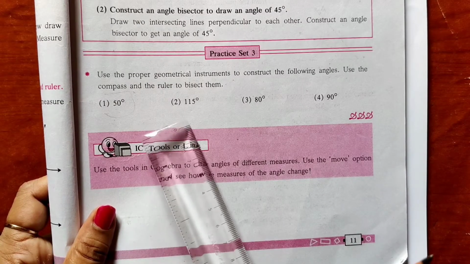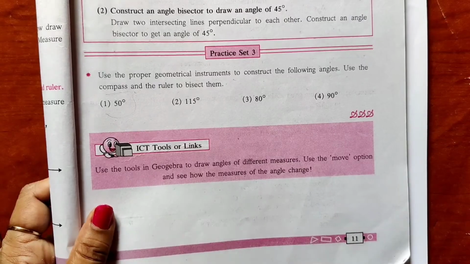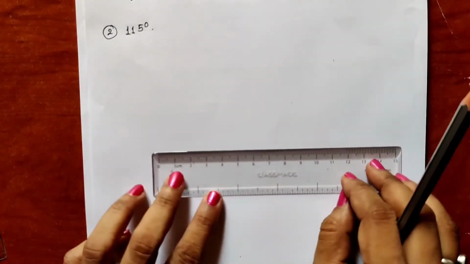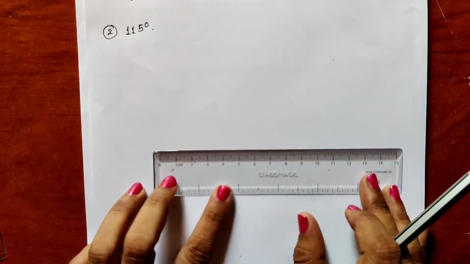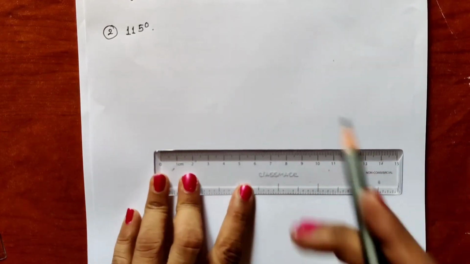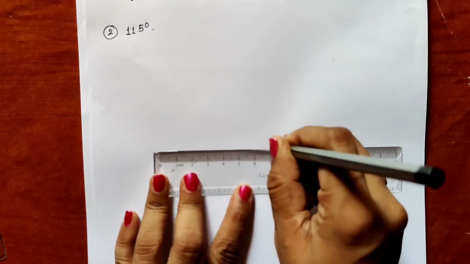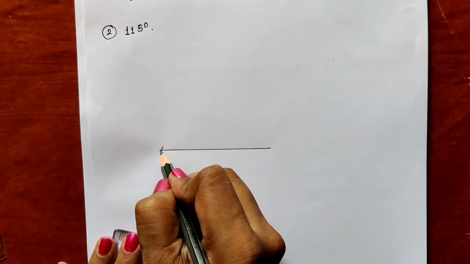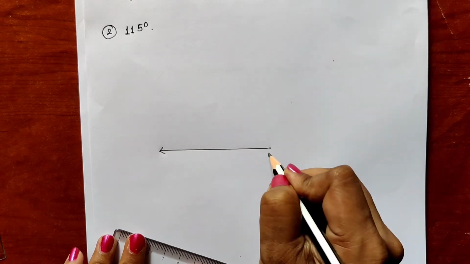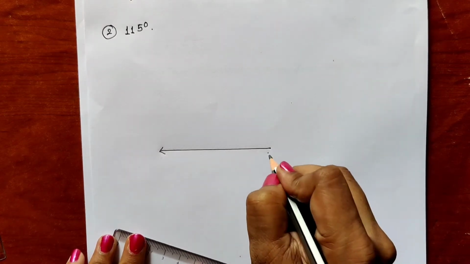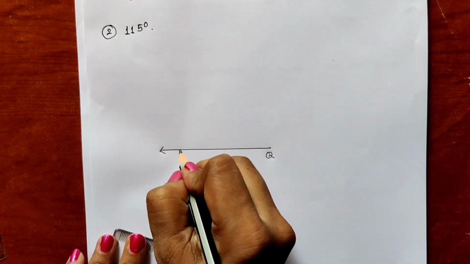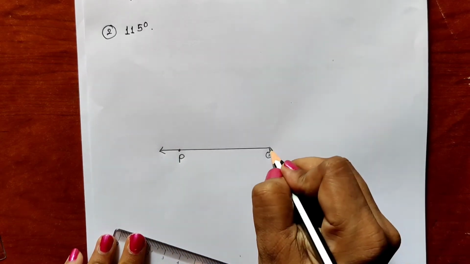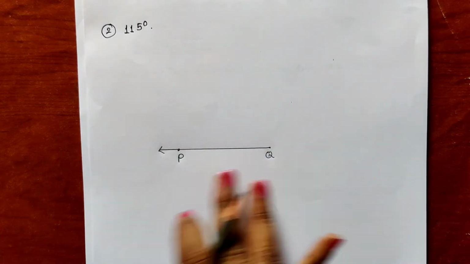Now the second angle is of 115 degrees. So let us draw an angle first. I will be drawing a ray. Now see children, I will be drawing a ray on my left hand side. So here I am drawing a ray on the left hand side. It may be ray QP. Okay, this is ray QP.